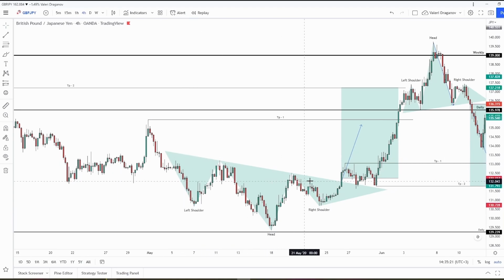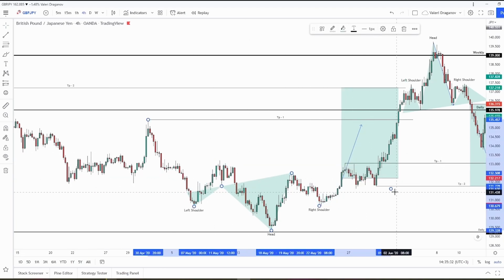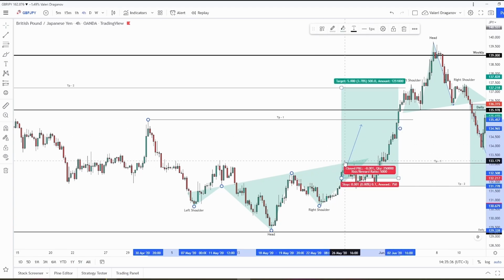If we are looking for a long position, it is good for our head and shoulders to be straight or to be tilted downwards. If it is tilted upwards, it's not good. Our entry will be late and our stop would be much bigger.